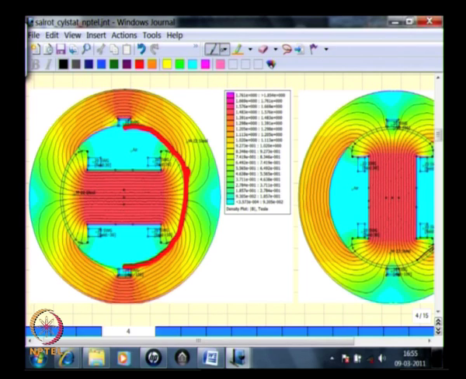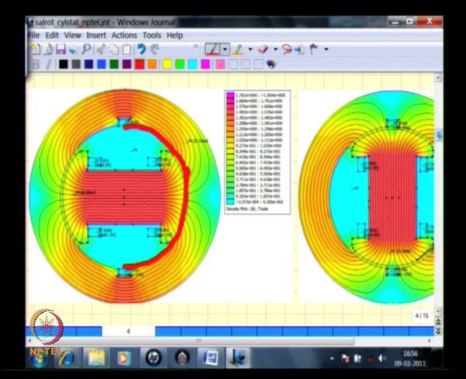We know how many turns are there in this coil, we know how many turns are there in this coil, we know how much flow of current is there in this coil, and how many turns and how much current are there in this coil. So how to find out what will be the flux density levels?